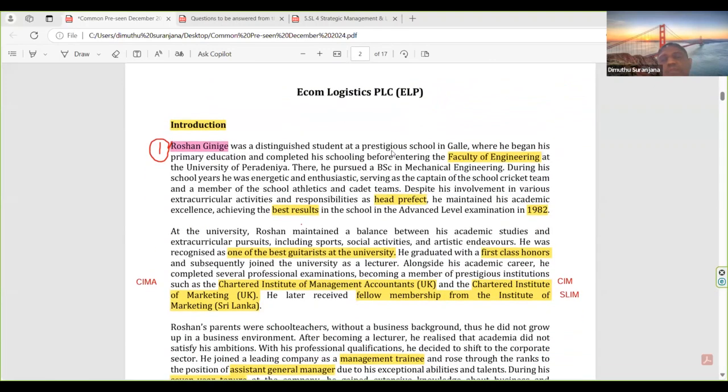Now if you look at the scenario given here, the company name given here is Ecom Logistic PLC. The short form is called ELP. Now look at the introductions given here.